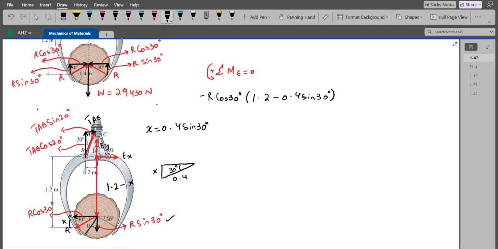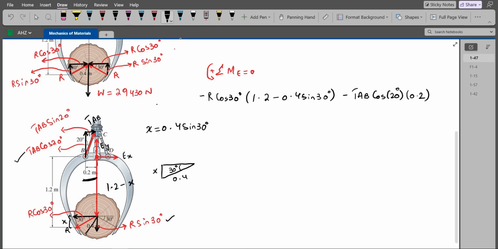Similarly, the vertical component of the TAB, which is TAB cos 20, is trying to rotate the grapple in the clockwise direction. So the moment produced by this TAB will also be taken as negative. So negative TAB cos 20, and the moment arm is this horizontal distance, which is 0.2 meters.